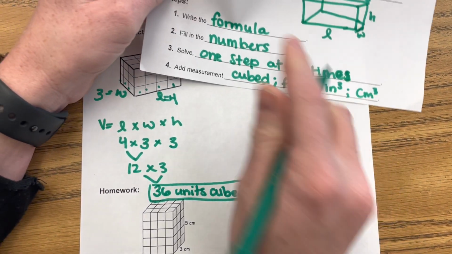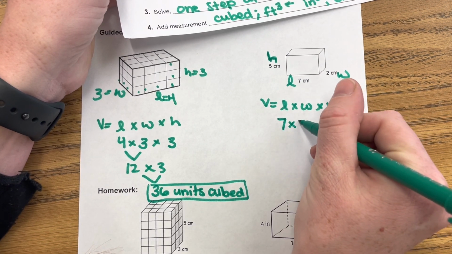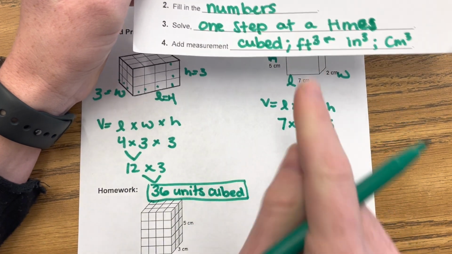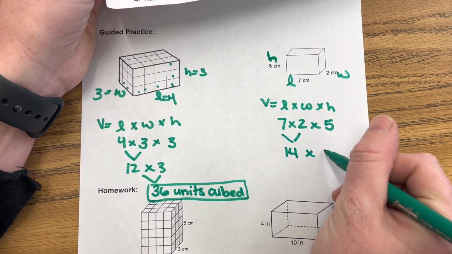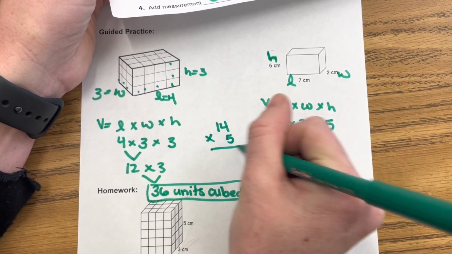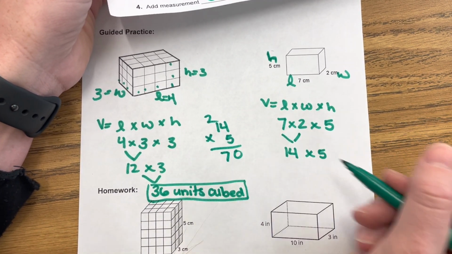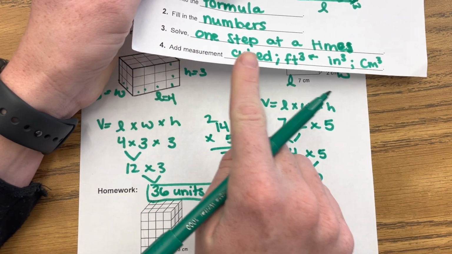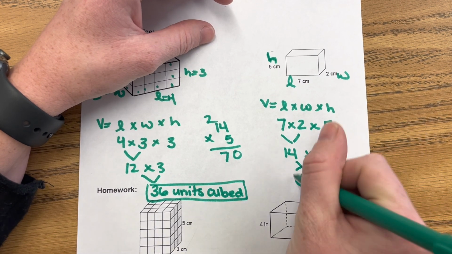So now I need to plug in the numbers, fill in the numbers. So 7 times 2 times 5, and then solve one step at a time. 7 times 2 is 14, 14 times 5, I'm going to need to do that off to the side. 5 times 4 is 20, 5 times 1 is 5, plus 2 is 70. And then I need to add measurements cubed, so centimeters cubed.